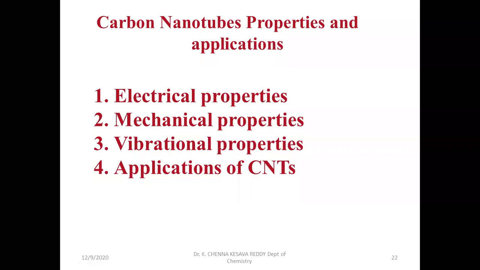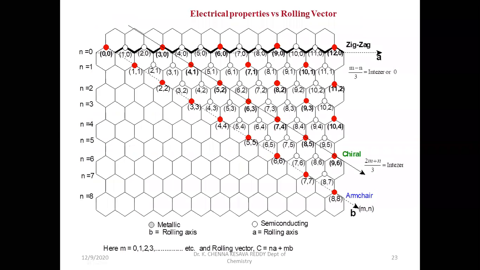Carbon nanotubes and their properties. Let us discuss four types of properties: electrical, mechanical, vibrational, and thermal. One by one. If you want to understand the electrical properties of carbon nanotubes, they depend on the rolling vector. So what is the rolling vector?